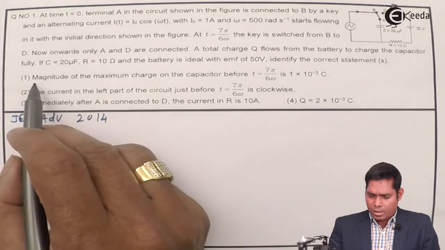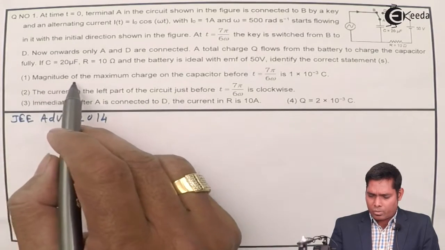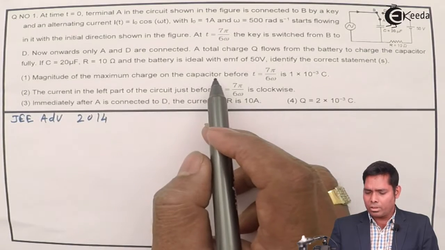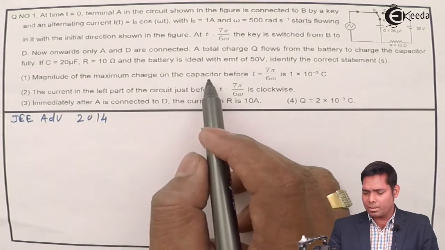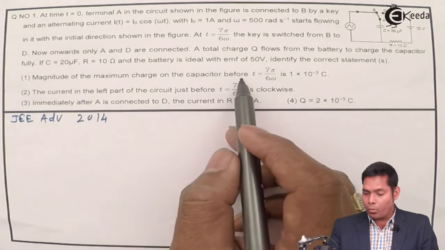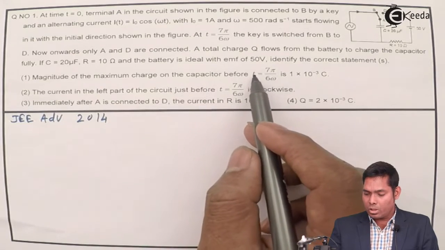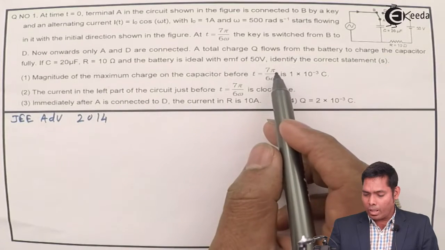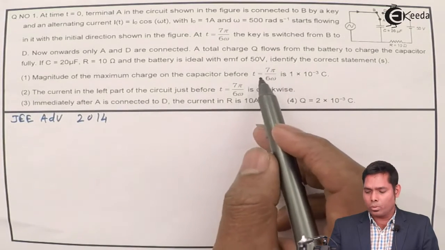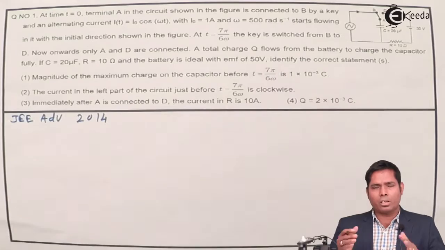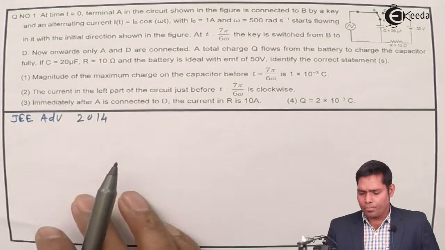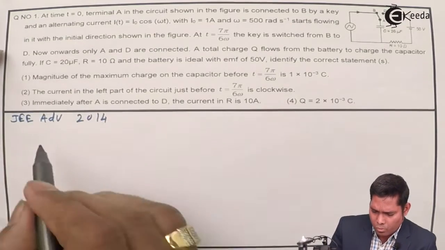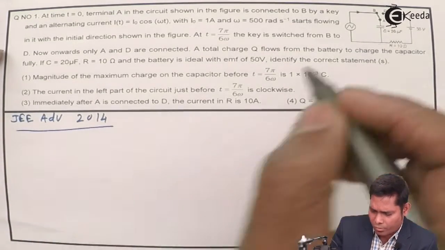The first is talking about the magnitude of the maximum charge on the capacitor. The magnitude of the maximum charge on the capacitor before t equals this is this. So that means you have to allow the time to flow from 0 to this much time and see, within that time, what is the maximum charge on the capacitor. To solve this, let us first draw the first diagram.